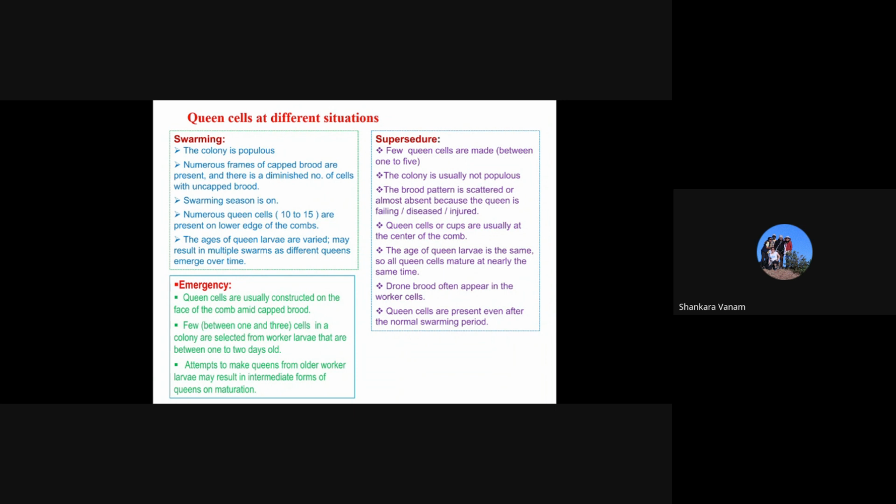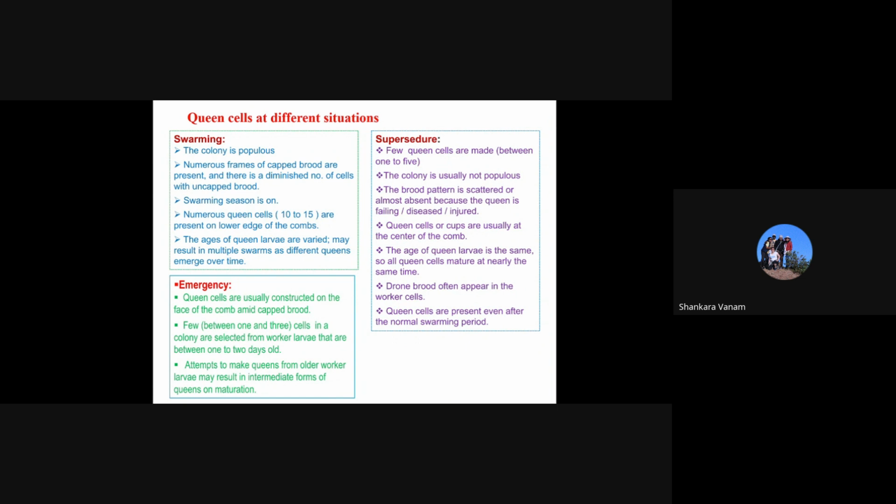That is, during the natural process of swarming, if the colony strength is very, very good and the worker bees are in a very large number, at that time queen cells are formed at the edge of the comb, and the number may vary from 10 to 15. So queen cells formed at different times may lead to more swarms. That is, more than one swarm can happen in one season. It happens only in a very healthy colony with a large number of worker bees.